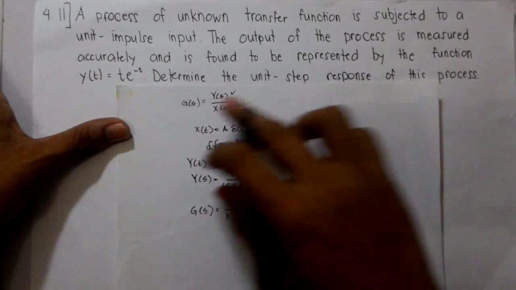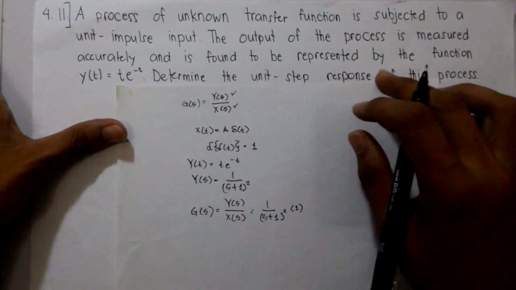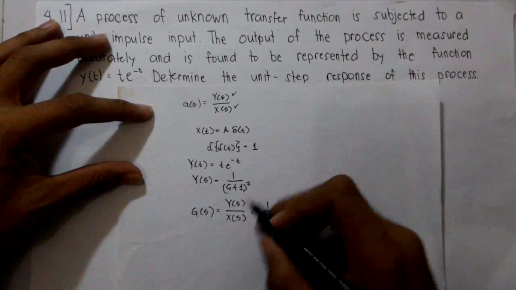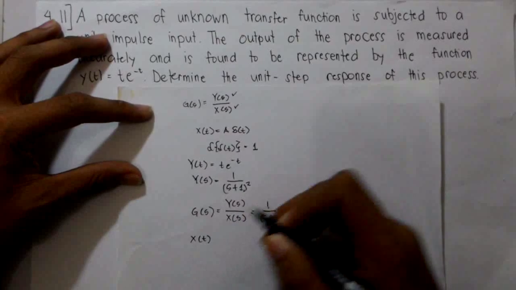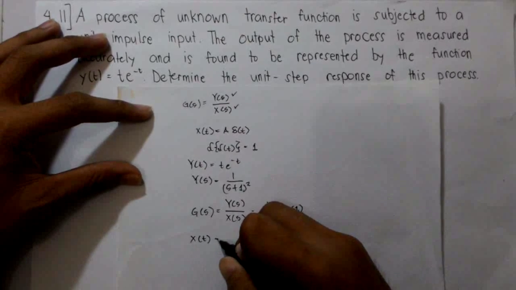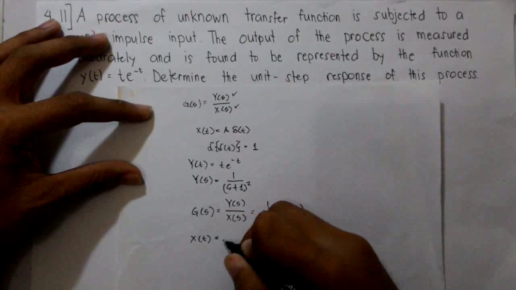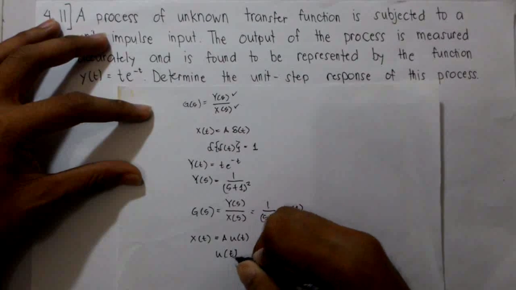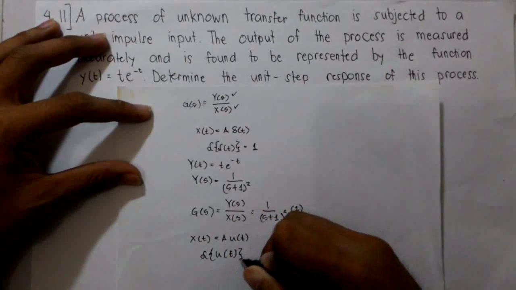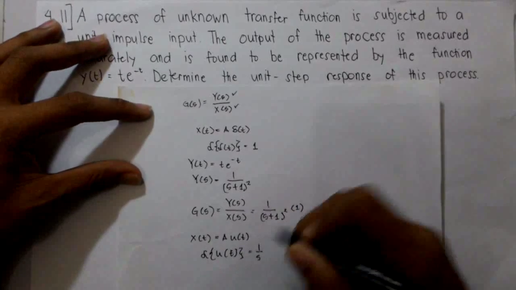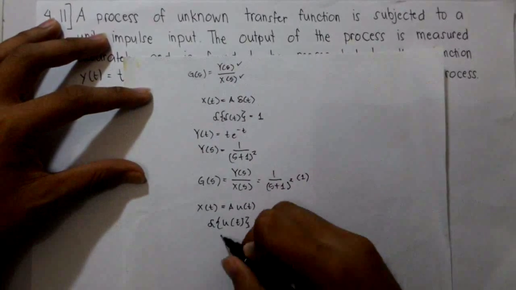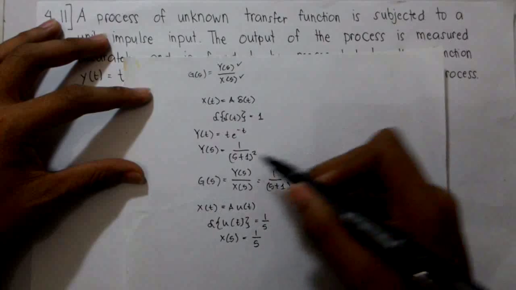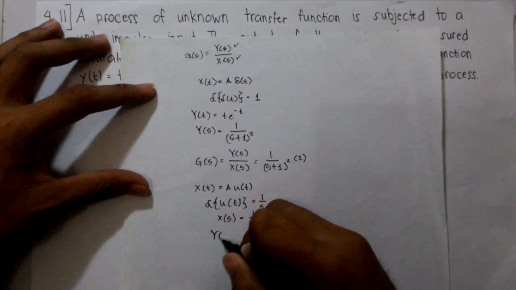So in order to determine the unit step response of this process, we have to find the input unit step. So the input unit step is x(t) = u(t), and the Laplace transform of u(t) is equal to 1 over s. Now substituting this value, X(s) = 1/s, to this transfer function, we now get Y(s).